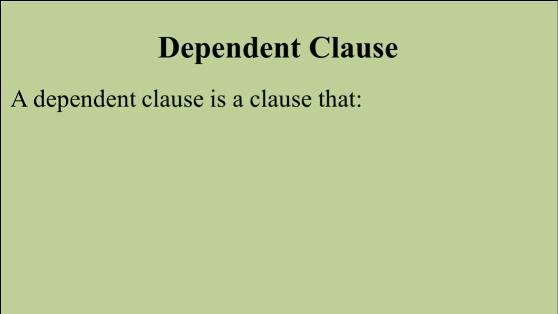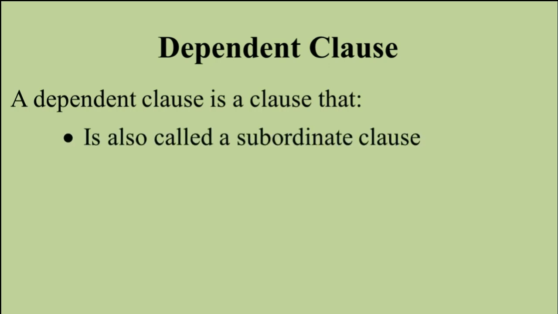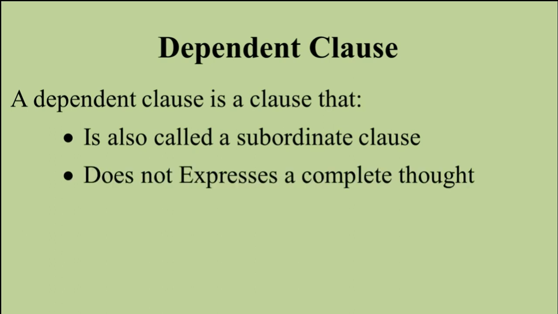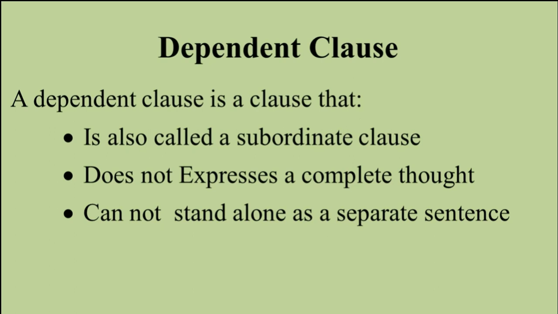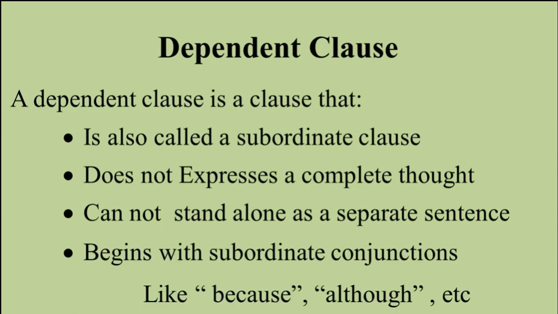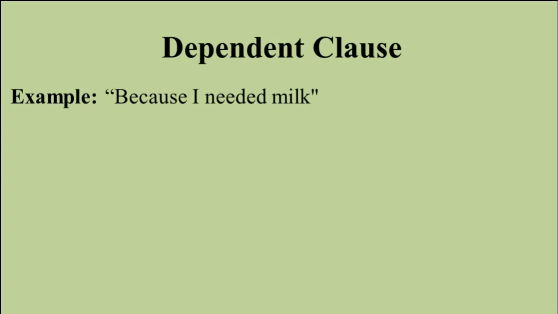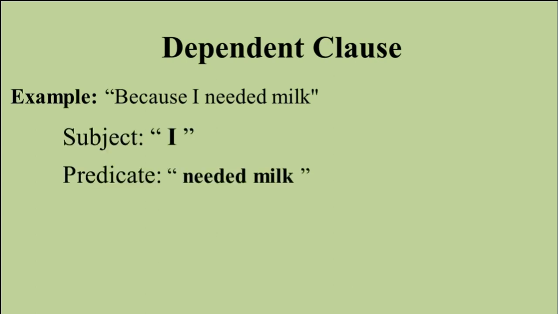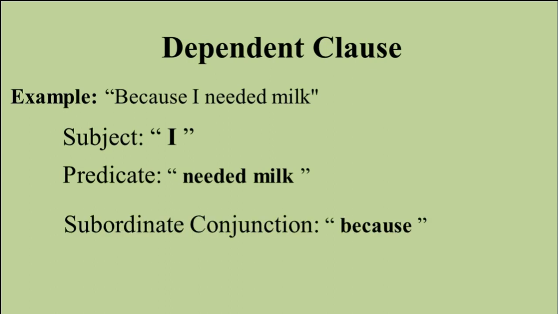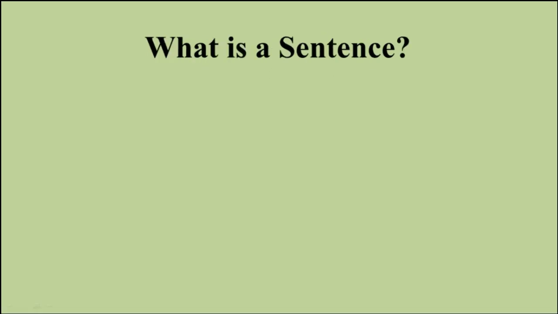Dependent clause. A dependent clause is also called a subordinate clause. It does not express a complete thought and cannot stand alone as a separate sentence. It begins with a subordinating conjunction like because, although, etc. Example: because I needed milk. Subject: I. Predicate: needed milk. Subordinating conjunction: because.